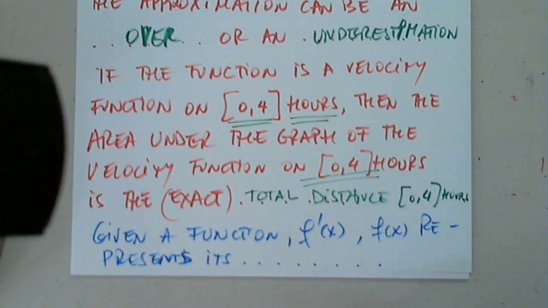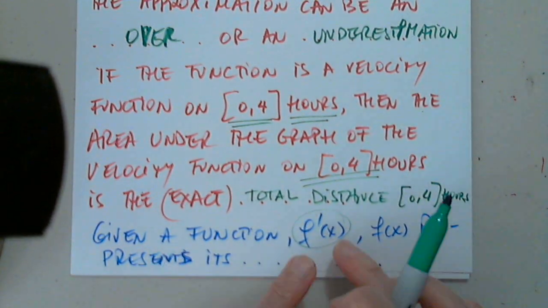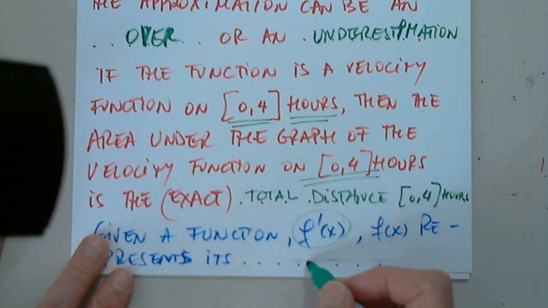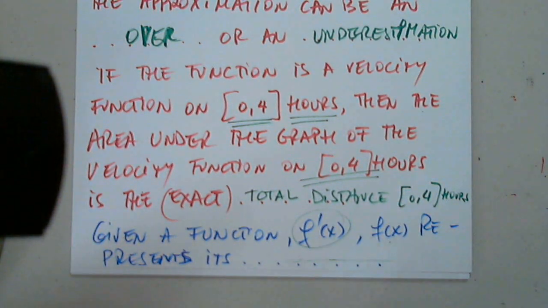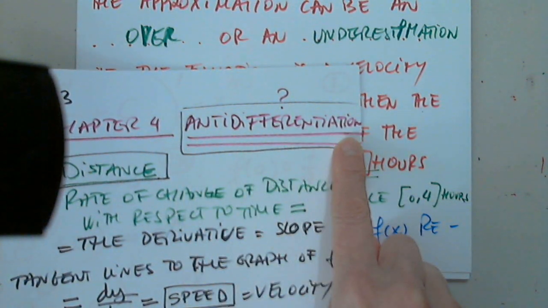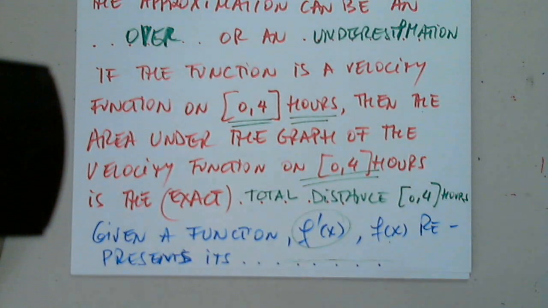Good, last one. Given a function which is the derivative of a function, so f prime, f of x represents its... it's a very long word. Is it velocity? Nope, very, very long word. Antiderivative. Exactly. Thank you so much. Antiderivative. Good, awesome, excellent, thank you.